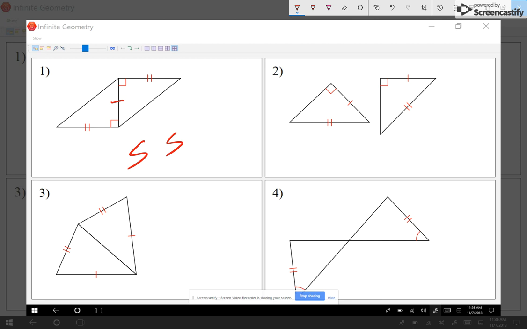Then I also see an angle, and I ask myself, is the angle between the sides? Yes, which in this case it is. So I'm gonna put the A between the S's. Side angle side is a rule, so side angle side works.